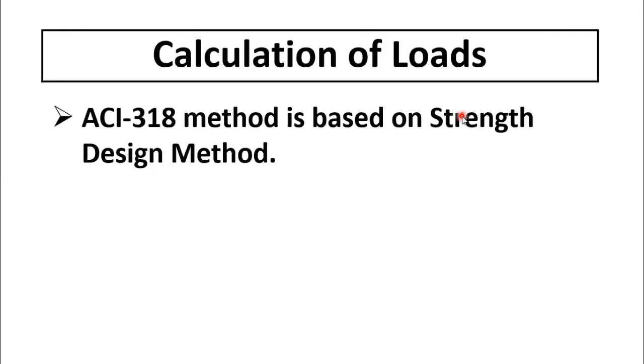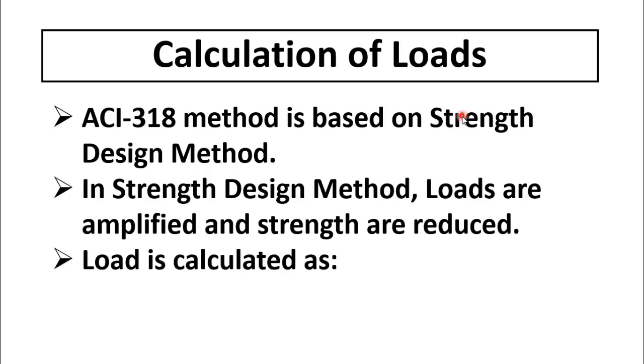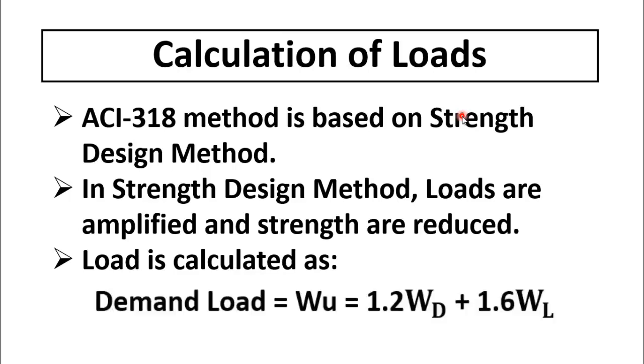The second step is calculation of loads. ACI 318 method is based on strength design method. In strength design method, loads are amplified or increased and strengths are reduced. So we have to calculate the factored load. The factored load or demand load or the amplified load, represented by W, is equal to 1.2 times dead load plus 1.6 times live load. This 1.2 is dead load factor and 1.6 is live load factor.